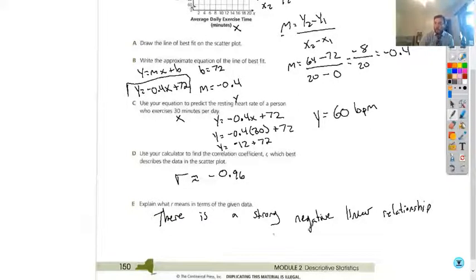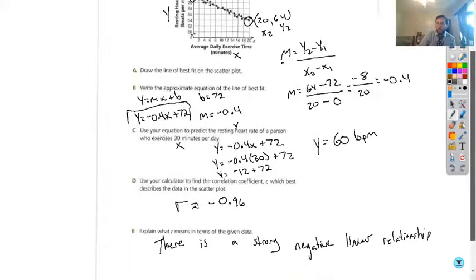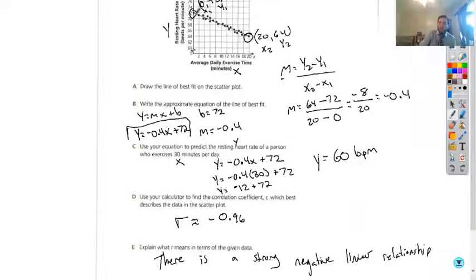So there's a strong relationship: as the X variable increases, our Y is decreasing. If we take a look up here, you can tell it's really strong because all of those data points are really close to our line of best fit, and it is a negative slope because it is decreasing as X increases. All right, so that's the end of question 2. Now we're going to jump over to question 3.